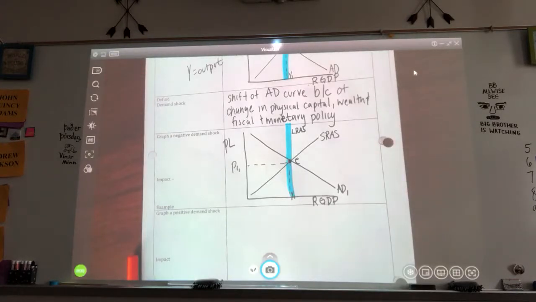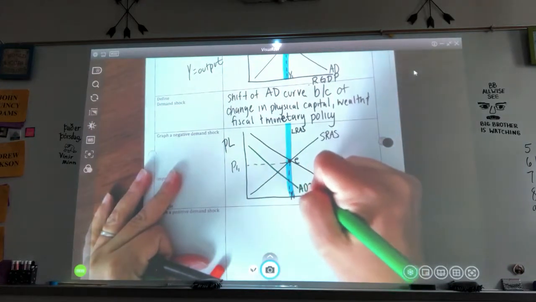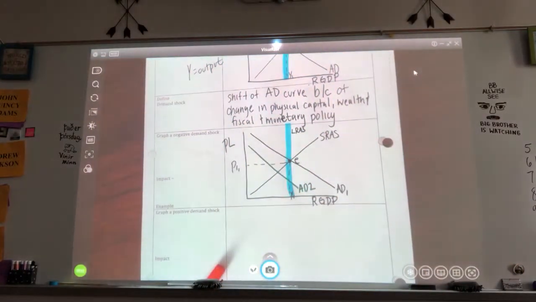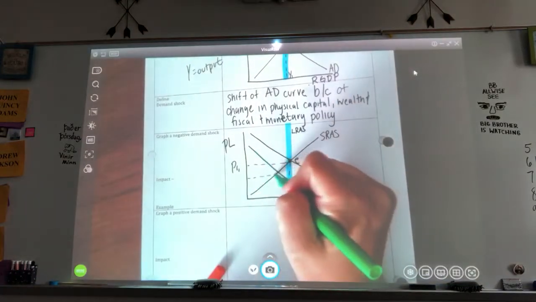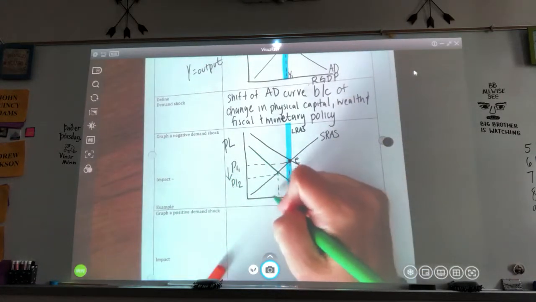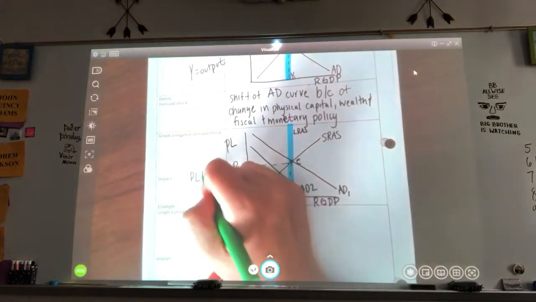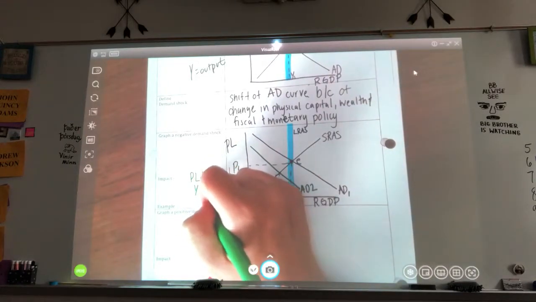So I want a negative demand shock. Which way would my curve go? To the left. People lose money, right? Their incomes are cut in half. That would cause this curve, and I'm just going to change the curve just for myself, this is AD2. So now I'm going to get a new price level. Price level has gone down. What has happened to output? Down. So price level went down, output went down.